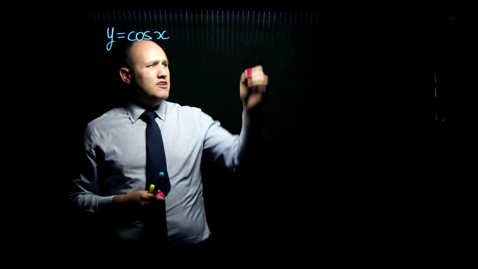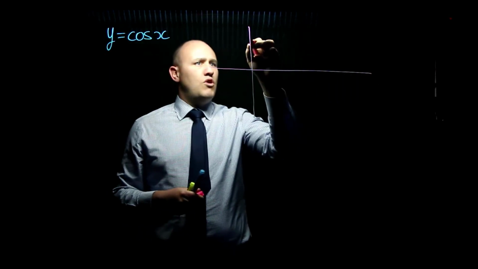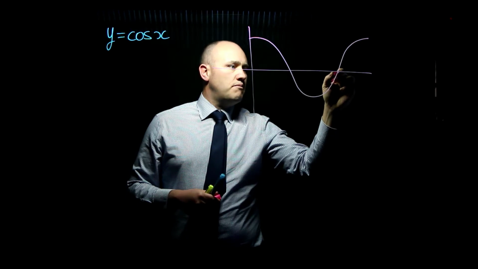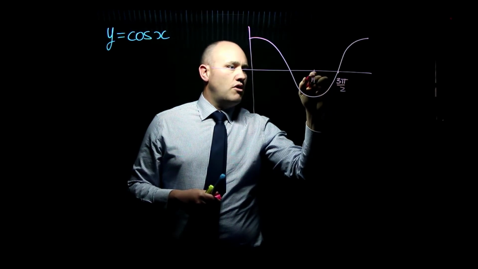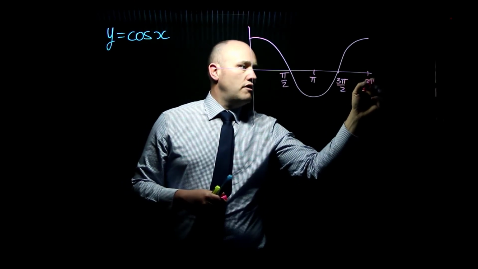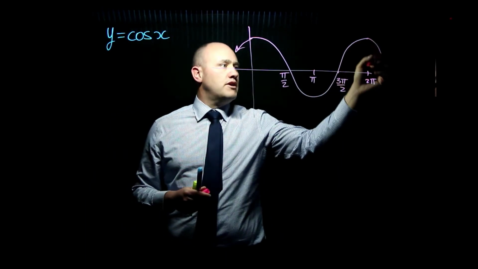So let's start by sketching y equals cos of x. Looks a bit like this. And of course that point there is 3 pi on 2, here's our pi, here's pi on 2, and here's 2 pi, and that's one cycle of a cos function. Obviously it continues on in both directions.